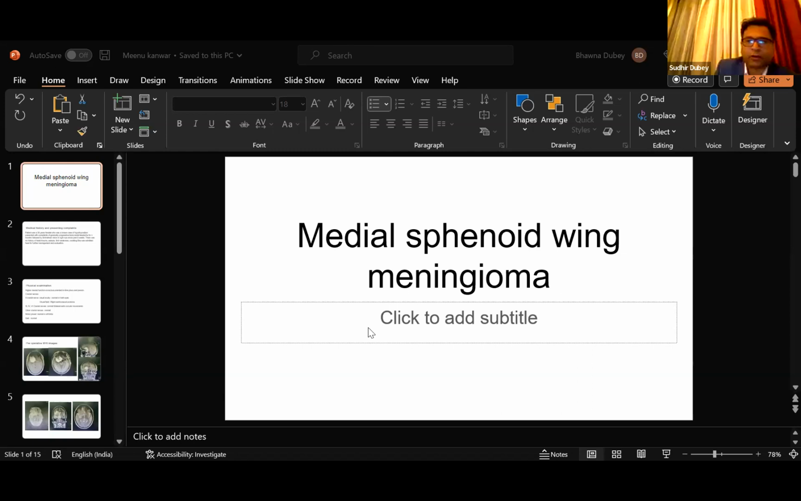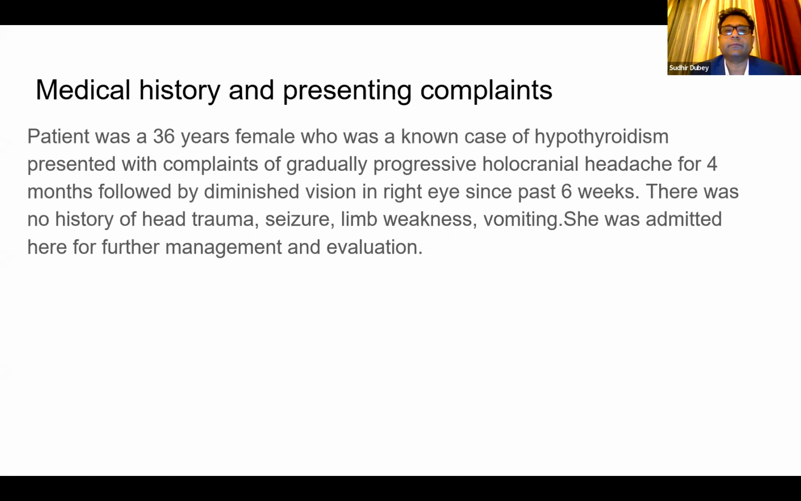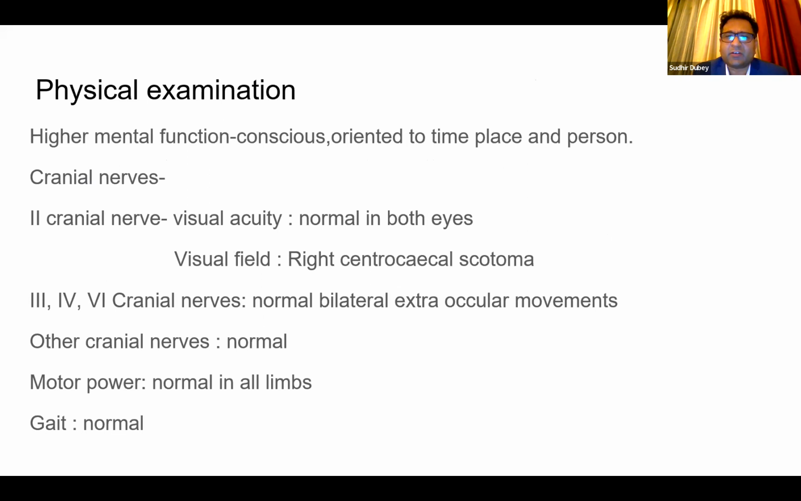I will just share my screen. So I had this case of a medial sphenoid ring meningioma a couple of weeks back. She was a 36 year old lady with some comorbidities in the form of hypothyroidism. She had progressive headache and decreased vision in the right eye for 6 weeks. Physical examination was not substantive. Some papilledema was there and some scotoma on the right side.